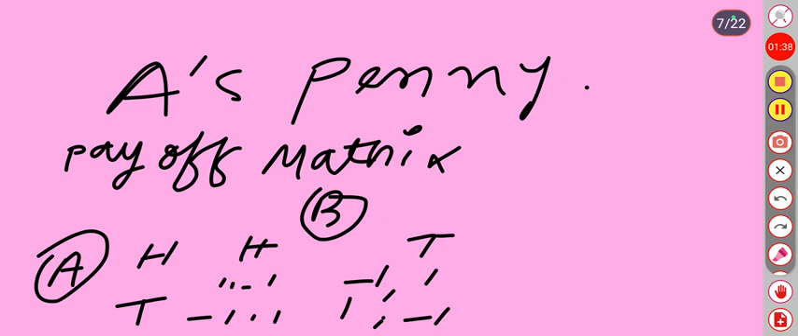There is no pure strategy Nash equilibrium, because if we check that if player A chooses head, the payoff is 1, minus 1, but in case player B will choose tail, because if player B chooses head, then the payoff is minus 1, but if he chooses tail, then the payoff is 1. So there is no pure strategy Nash equilibrium.